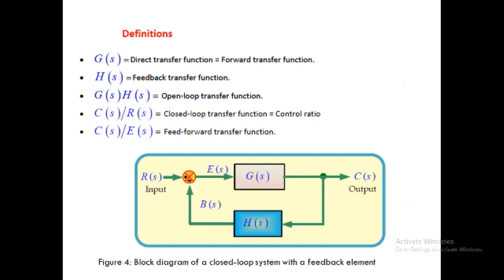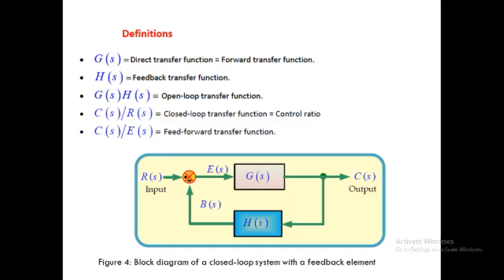So as per the definition, G(s) is the direct transfer function, and it is also the forward transfer function. H(s) is the feedback transfer function. G(s) H(s) is the open loop transfer function. C(s)/R(s) is the transfer function, or we can say the closed loop transfer function, or the control ratio. And the last one, C(s)/E(s), is the feed forward transfer function.